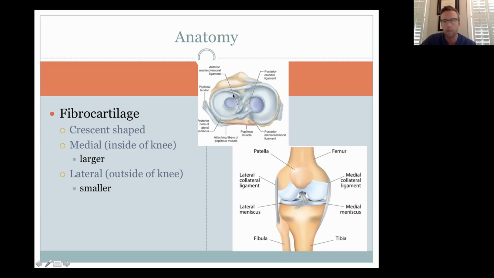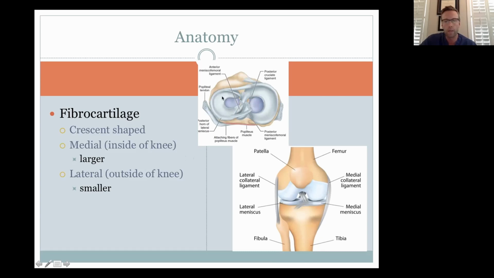And they're very similar in shape, but the medial meniscus is a little bit less of an acute C shape, a little bit bigger. And on the average, you probably have more medial meniscus tears for various reasons than you do lateral meniscus tears. This is also what we term fibrocartilage.